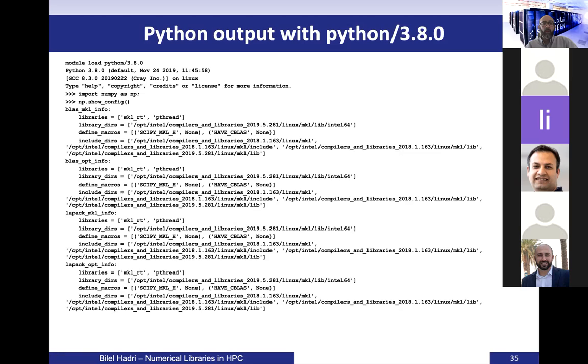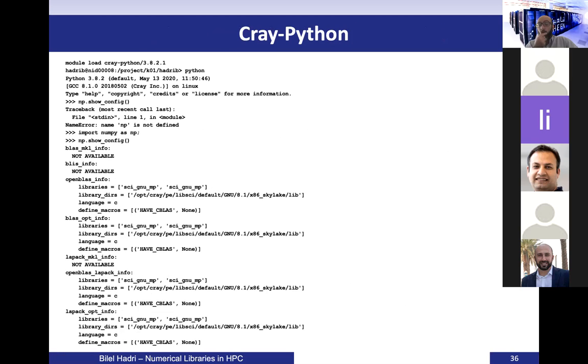Then you tell me, what about Cray-Python? Yes, they did the same thing, but they have more advanced libraries. So they have BLAS MKL. Why don't we have it? Because they have their own optimized. The MKL they don't have because it's Cray-LibSci. It's based on OpenBLAS, but you see the optimized one, BLAS opt from the Cray-LibSci. Also, for the people who are going to run on AMD, check that.